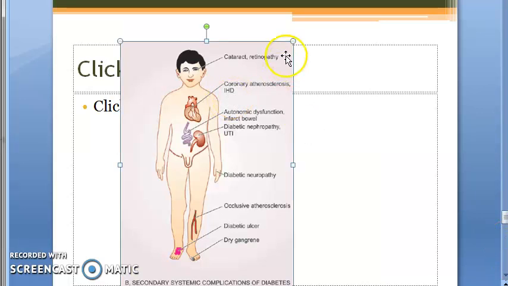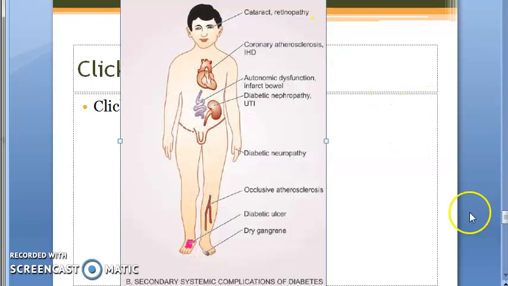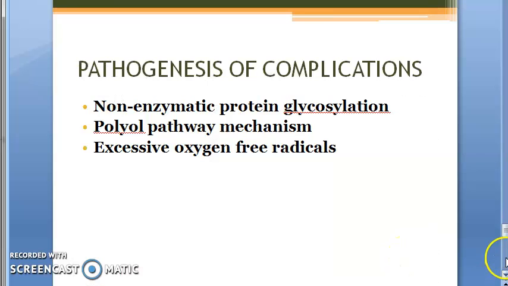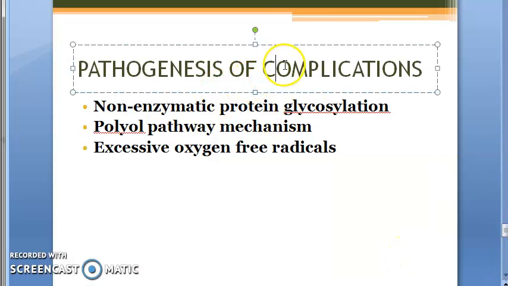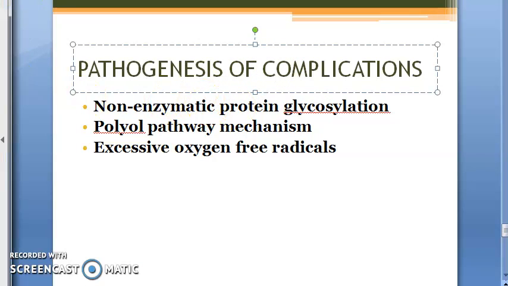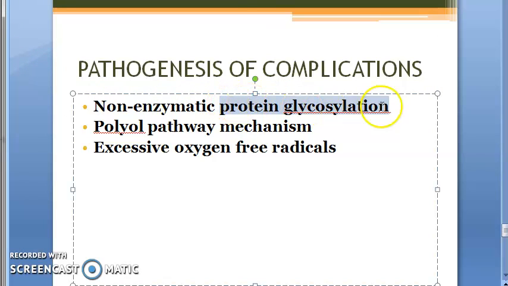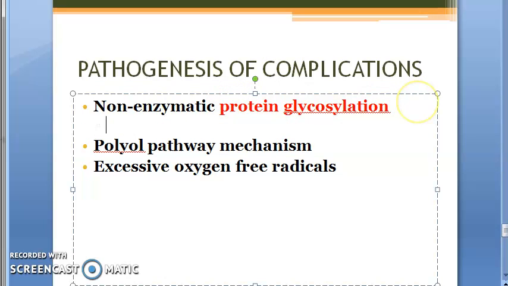I think we have already covered secondary complications. Have we or haven't we in this video? We have covered, right? So let us move on. Pathogenesis of these complications: how do these complications actually occur? First of all, there is protein glycosylation. What is this protein glycosylation? Let's read that.